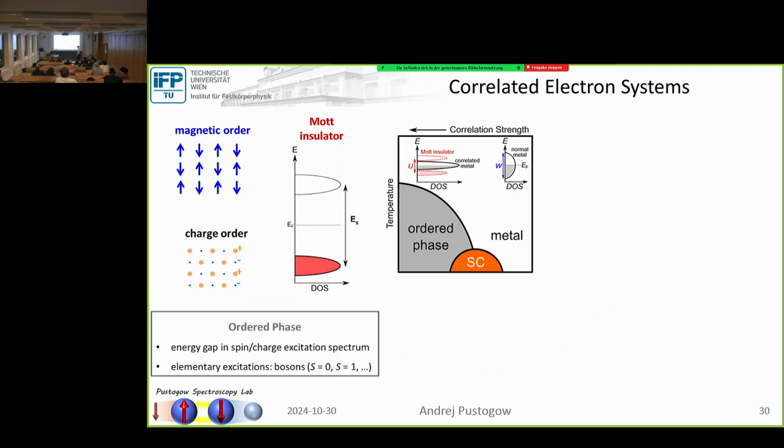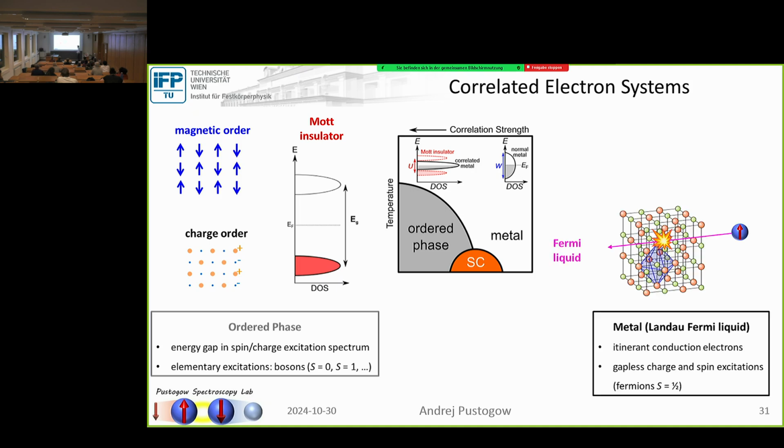So the ordered phase, as I mentioned, can be magnetic order, or it can also be charge order with more positive charge on one side and more negative charge on another side. Or it can be just a Mott insulator where you have a gap between. As I will later show on a slide, you can prevent two electrons sitting on the same site, but this does not involve changing the charge or the magnetism on each site.